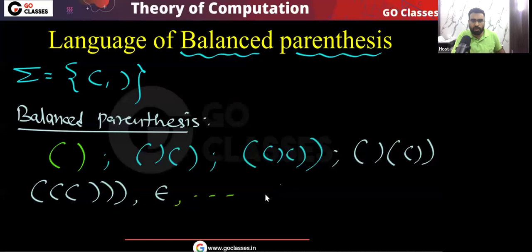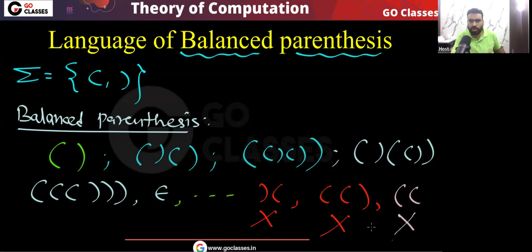And what are not balanced? For example, you can see this string, this is not balanced. Let me write it in red. So you can see this string is not balanced parenthesis. What is another not balanced parenthesis? If I give you this type of string, this is not balanced. Yes or no? Is this clear? Very simple point. If I give you this string, this is also not balanced. So this is the idea.